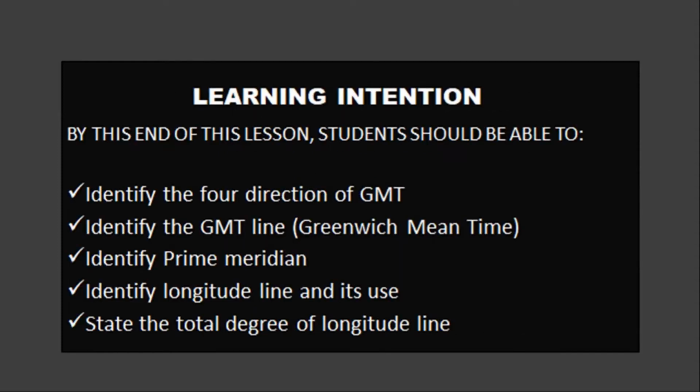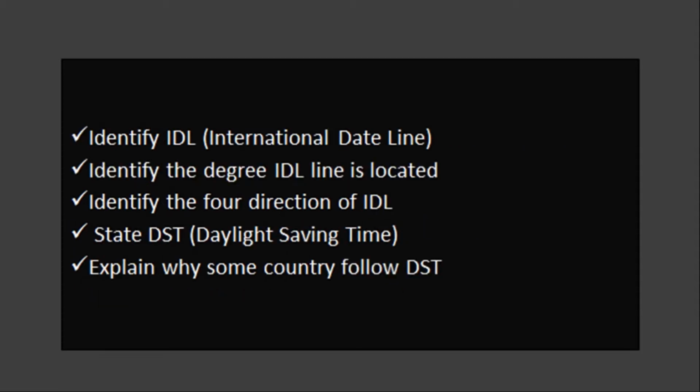Learning intention is, by the end of this lesson, you should be able to identify the 4 directions, identify the GMT line, identify the prime meridian, identify the longitude line and its use, state the total degree of a longitude line, identify the ideal line and the degree at which it is located, identify the 4 directions of the ideal line, state DST, and explain why some countries follow DST.